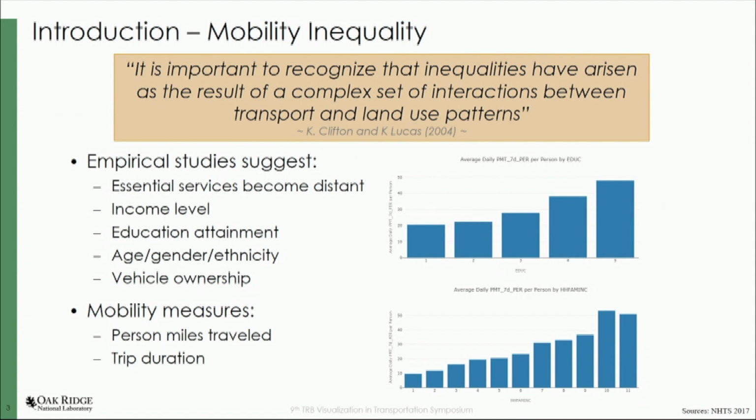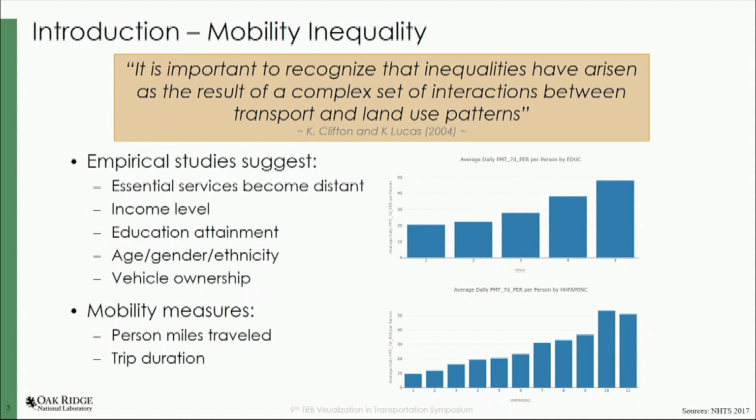Just want to point out, studies suggest that essential services become distant, like hospitals or shopping centers, and food accessibility becomes distant. So people need to travel more, but different income levels, education, gender, ethnicity and vehicle ownership actually affect people's ability to travel. So that's where the inequality occurs.